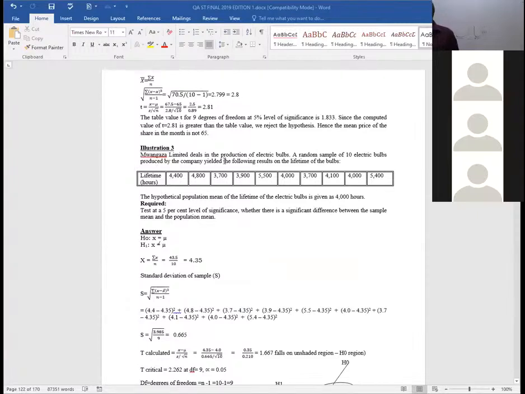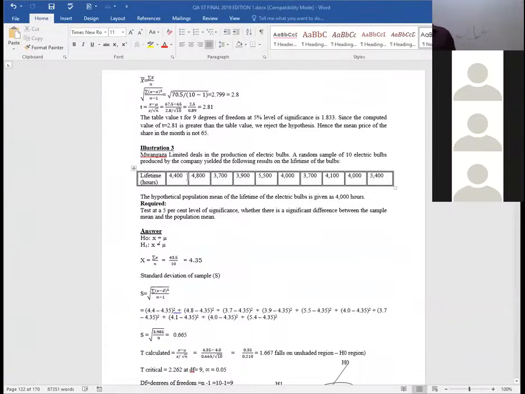Before I proceed, could we kindly try this question ourselves? It is in our past papers, this one of Mwangaza Limited. I want us to try this question ourselves.